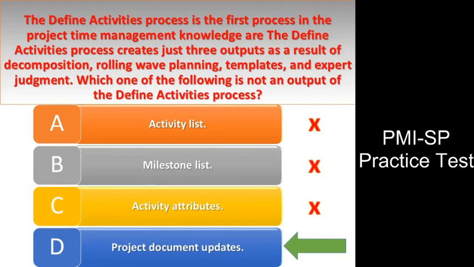Answer option A is incorrect. The activity list is an output of the define activities process. Answer option C is incorrect. The activity attributes is an output of the define activities process. Answer option B is incorrect. A milestone list is an output of the define activities process.